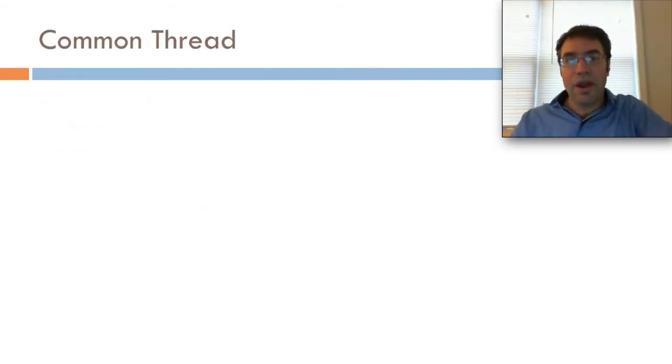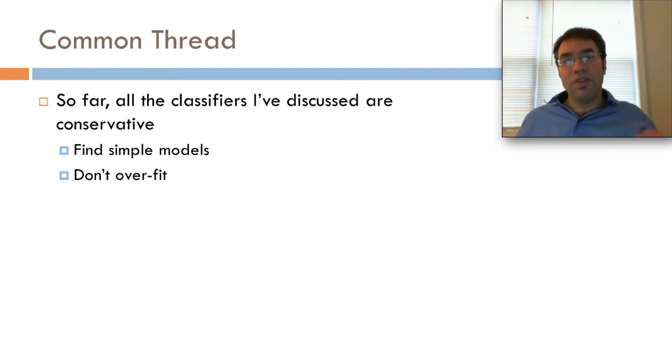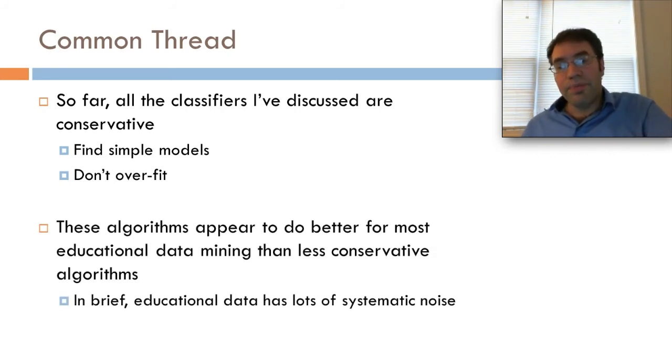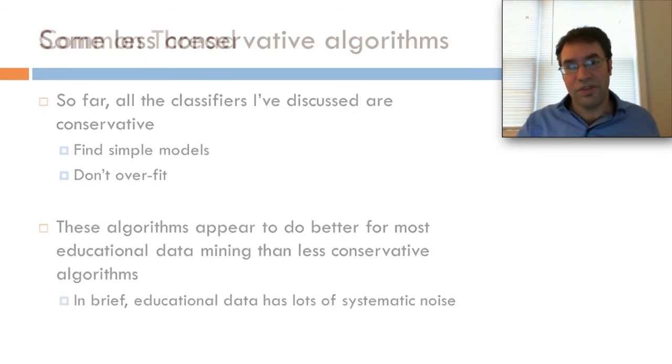A common thread in all these successful algorithms is that they're fairly conservative. They find relatively simple models compared to some other approaches, and because of that, they're not particularly prone to overfitting, where they fit to the noise in the data as well as the signal. These algorithms appear to do better for most educational data mining than less conservative, more aggressive algorithms. In brief, that's because educational data has a lot of systematic noise.